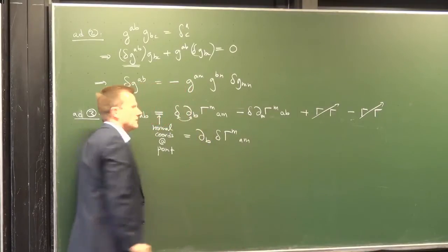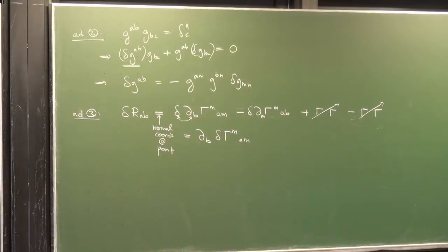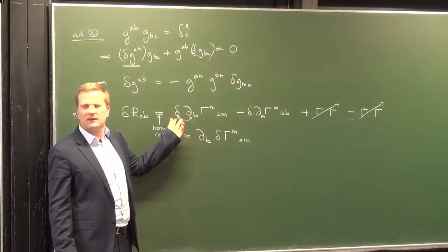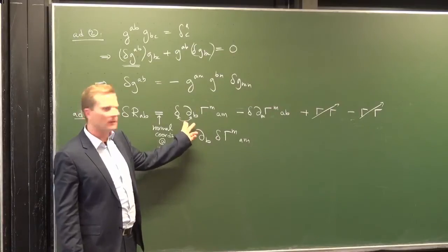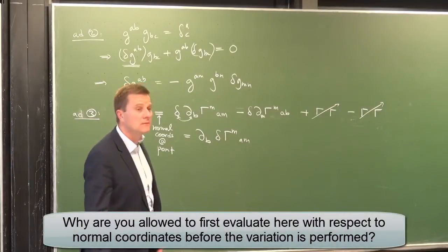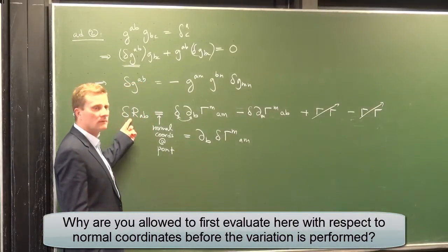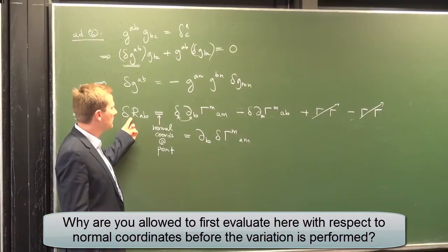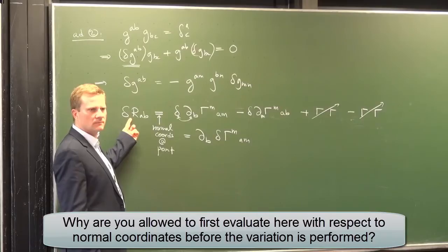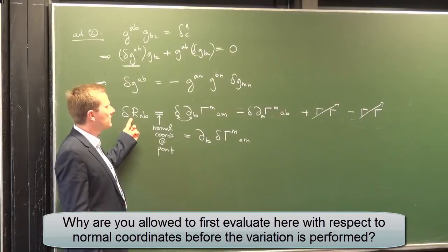these guys commute. But how do you know this is right? Well, you have to formulate the variation more properly. If you do, you see it does commute. Sorry? Yes? Why are you allowed to evaluate before varying? You evaluate first at the normal coordinates before you vary? Yes, because variation means you choose two different gammas, and both are zero in these coordinates. Yes.